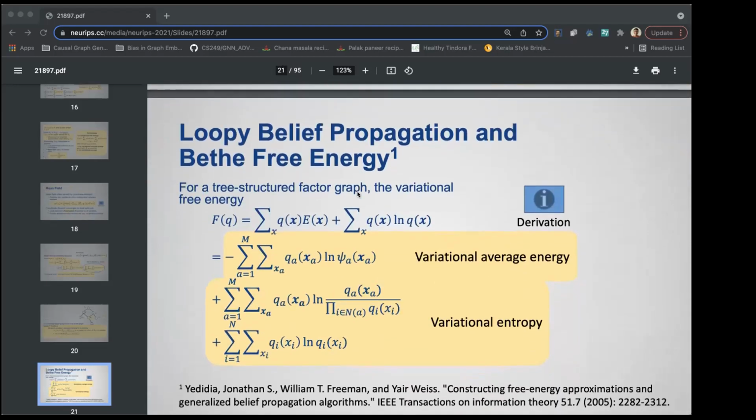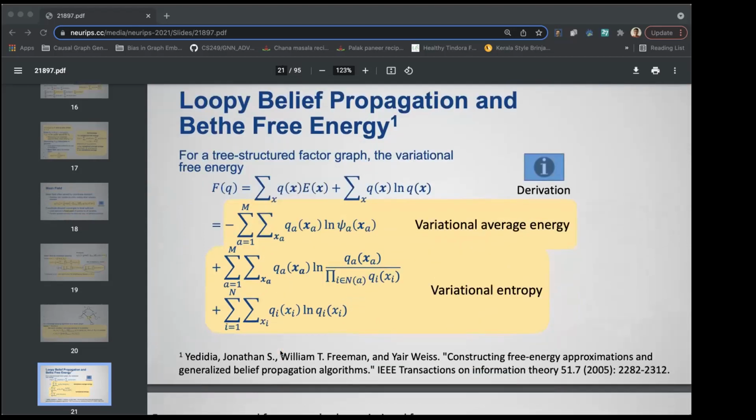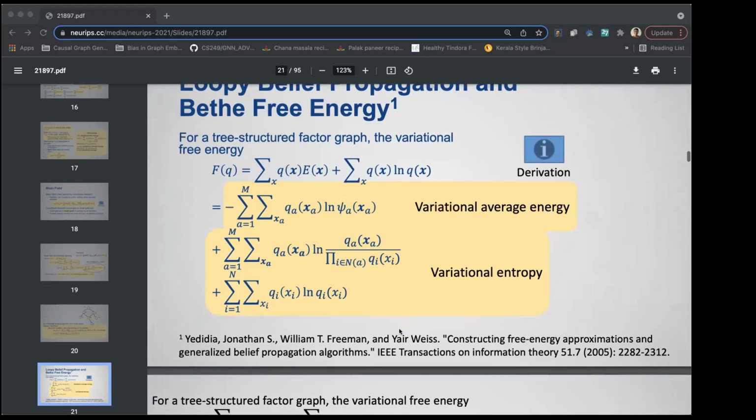So now we're going to try to understand loopy belief propagation and the Bethe free energy. So for a tree structured factor graph, the variational free energy can be shown to be equivalent to this expression here. And this part I'm going to be a little bit hand wavy for the sake of time, in particular because you can look at the derivation in the appendix in the slides, which I sent over email, but we can see that it's equivalent to the sum of the variational average energy and variational entropy.